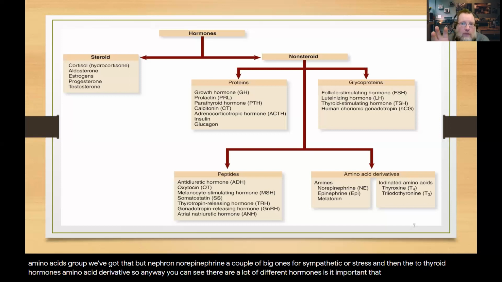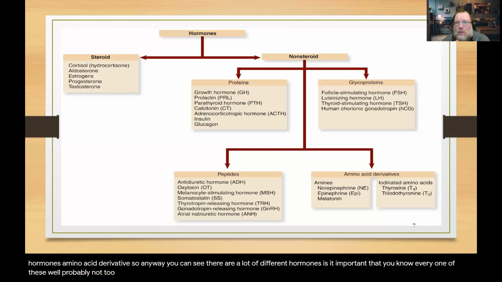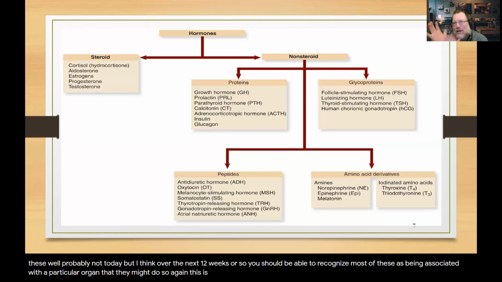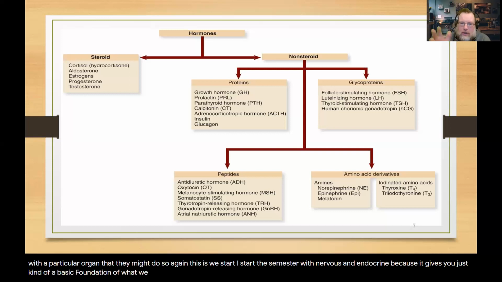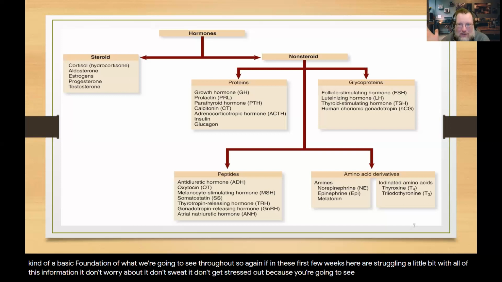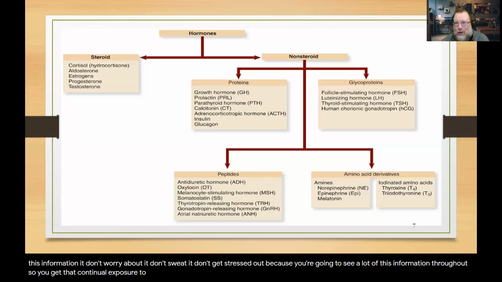Is it important that you know every one of these? Well, probably not today, but I think over the next 12 weeks or so, you should be able to recognize most of these as being associated with a particular organ system and a particular function that they might do. So again, I start the semester with nervous and endocrine because it gives you just kind of a basic foundation of what we're going to see throughout. So again, if in these first few weeks you're struggling a little bit with all of this information, don't worry about it. Don't sweat it. Don't get stressed out because you're going to see a lot of this information throughout. So you get that continual exposure to these difficult concepts.